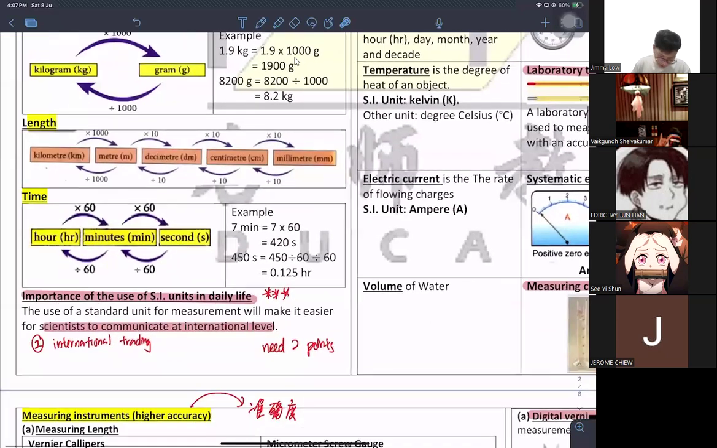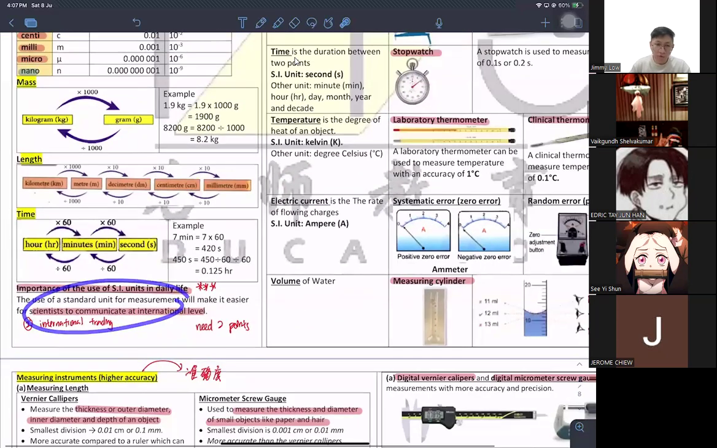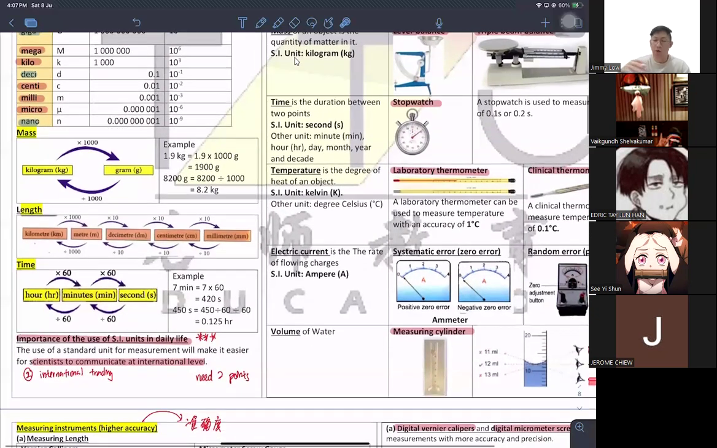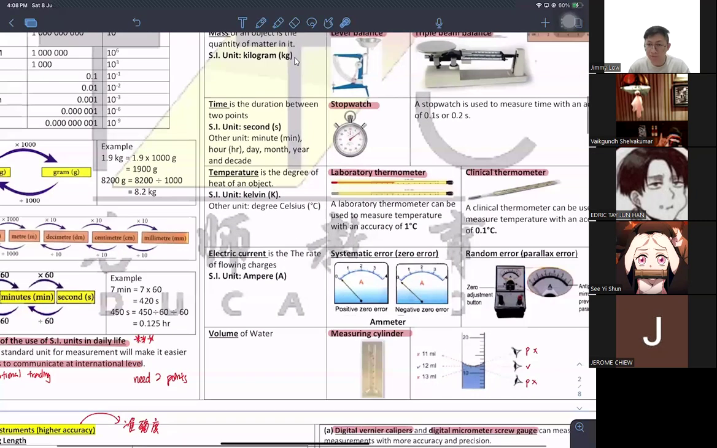The importance here, why do we need those so-called SI units? To make sure everything is fair, to make sure we have a common language. There are a lot of different points that you can write. Just take 2 points from here.